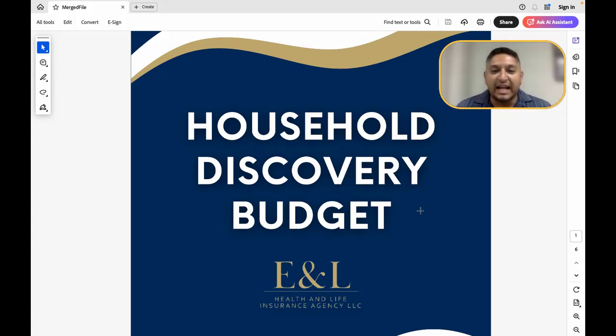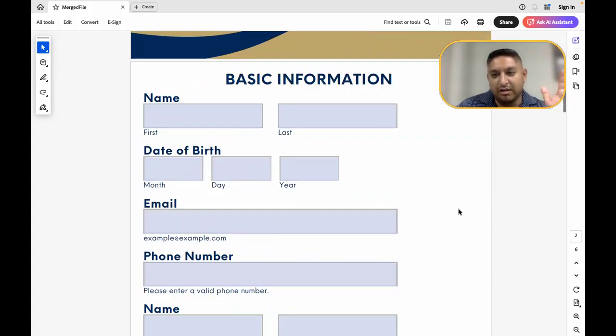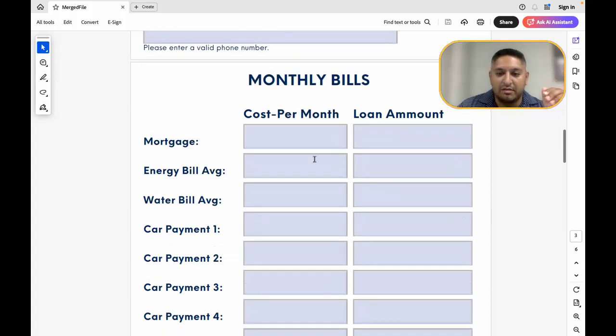And today I want to break down some of the resources that we have available online, and they're absolutely free to download. This is basically our household discovery budget sheet. As you can see at a quick glance, all it is is a household budget broken down. We'll go through this in a little bit, but just to give you a quick recap on it.